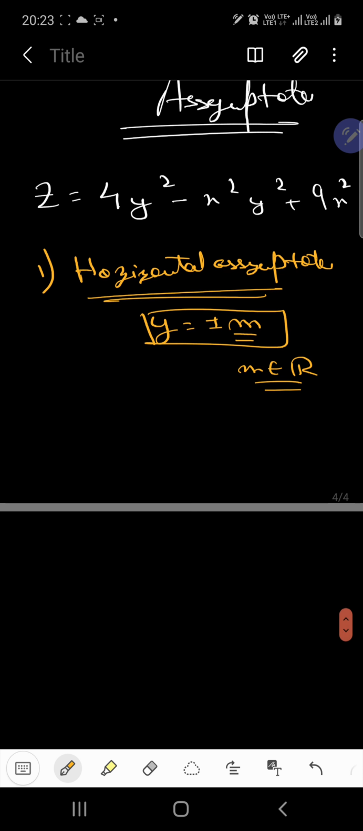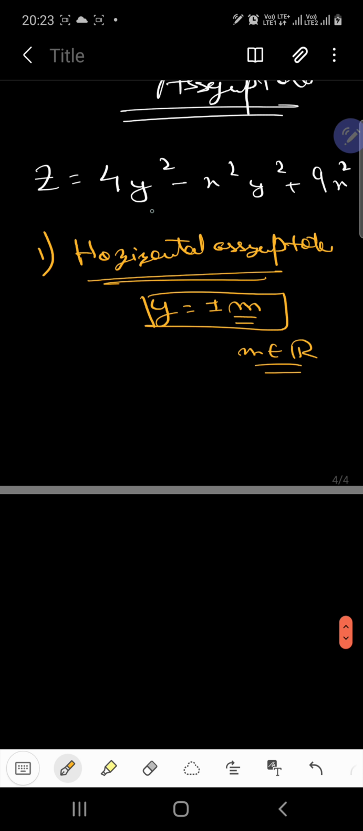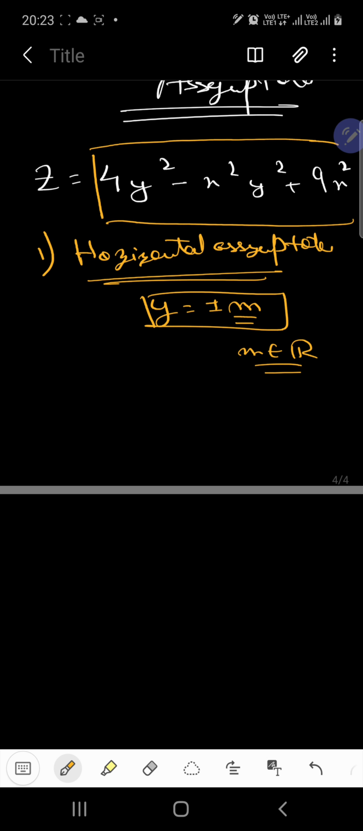So to find horizontal asymptotes, what we need to do is find all the coefficients of the highest power of x from the given equation. So what is the highest power of x in the given equation? It is x square, right? And what are the coefficients of x square given? Here we have y square, and here we have 9, right, not 4y square.